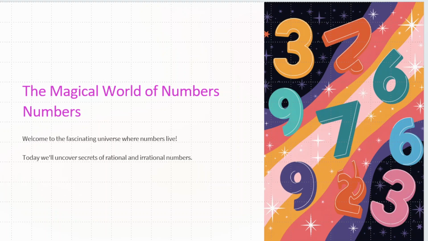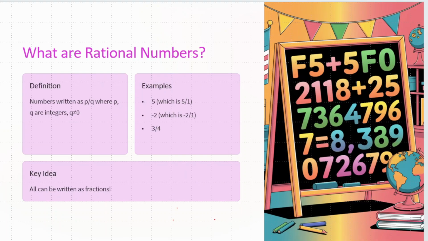Hello everyone. Today in this video we'll learn some things about rational as well as irrational numbers. Let's start with what are rational numbers. Rational numbers are numbers which can be written in the form of p upon q. For example, suppose I have 3 upon 4. This is a rational number. Why? Here my p is equal to 3 and q is equal to 4.